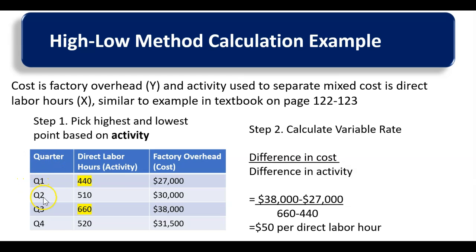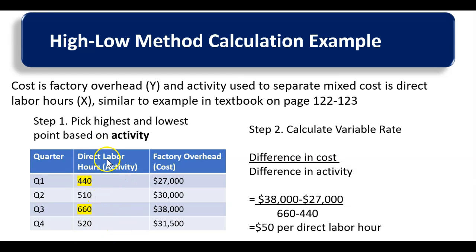So if we're looking at this chart, we've got 4 quarters. In quarter 1, we used 440 direct labor hours, and our factory overhead cost was $27,000. Quarter 2, we used 510 direct labor hours, and our factory overhead cost was $30,000. Same thing for quarter 3 and quarter 4, you can see the numbers.